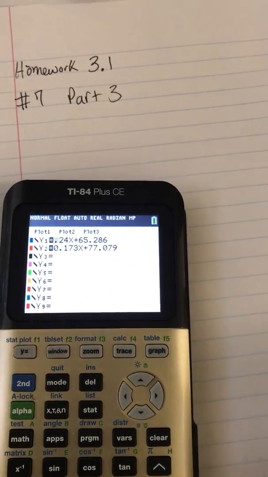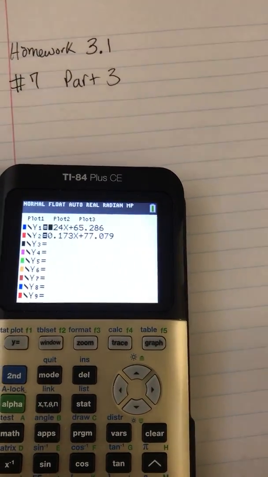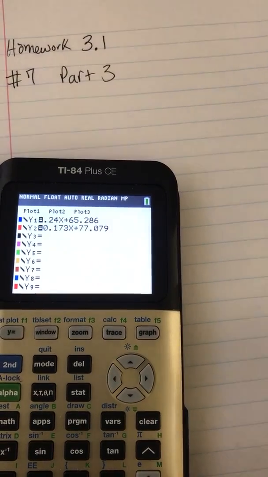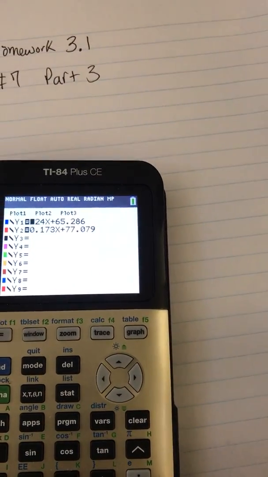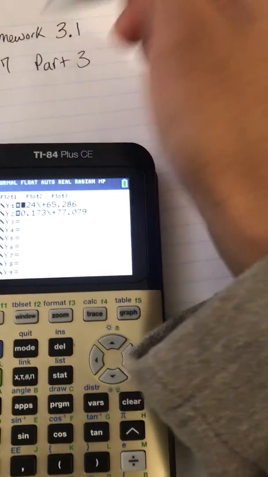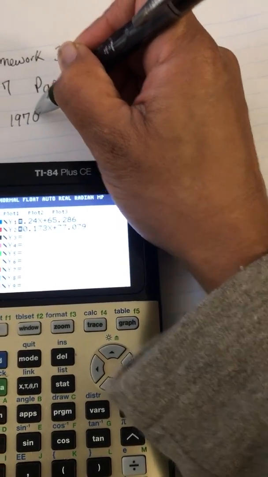Okay, this is help for homework 3.1, number 7, the third part, number 3. It gives you some information, life expectancy at birth for men and women for the years 1970. I'll write them down.